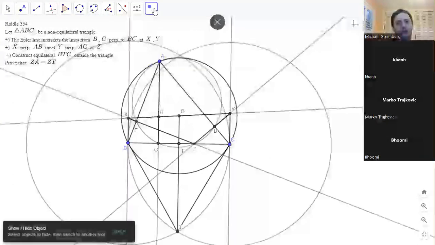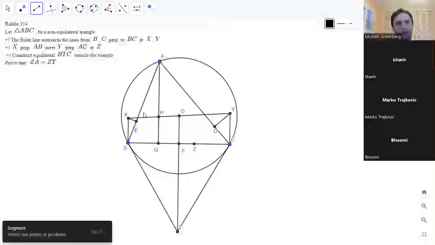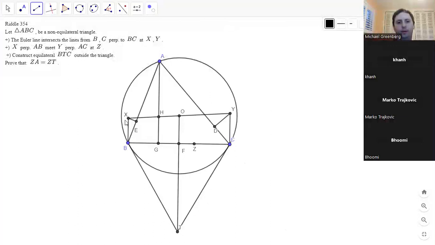And yeah, basically I hid the point Z here. We're trying to show that this point Z lies on BC. So yeah, you draw the Euler line of the triangle through O and H, and then the perpendiculars from B and C meet at X and Y. And then the perpendiculars from X and Y to these sides of the triangle meet at Z. First, we're trying to show that Z lies on BC. And then once we do that, we want to show that ZA equals ZT, where T is a point such that BCT is equilateral. All right, so I'm going to hide this first.